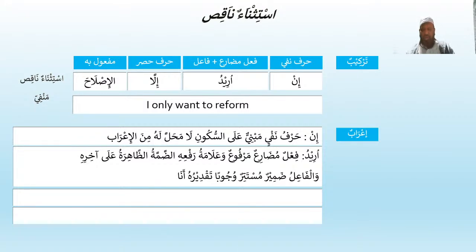So أريد فعل مضارع and فاعل ضمير مستتر وجوبا تقديره أنا, and إلا, because we know it is not harf istithna, it is harf hasr. How do we know it is not harf istithna? Because the jumla is istithna naqis, istithna naqis manfi. Whenever the jumla is istithna naqis manfi, the harf إلا is harf hasr. It is mabni ala as-sukun la mahalla lahu min al-i'rab. Okay.